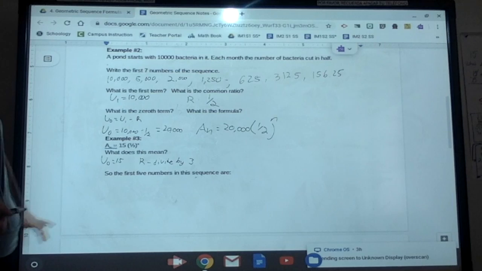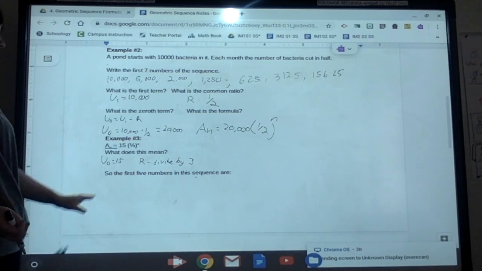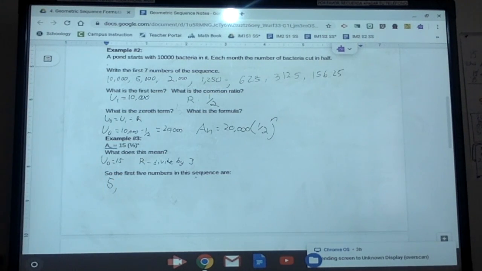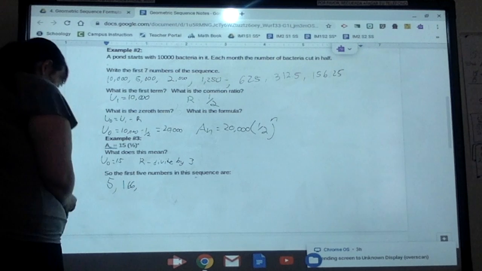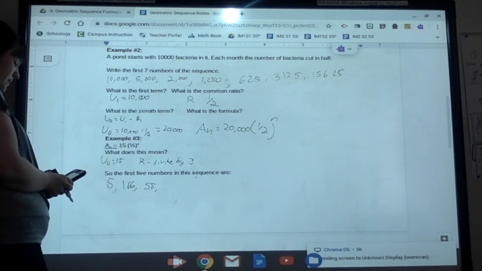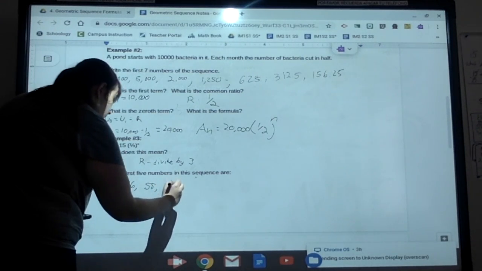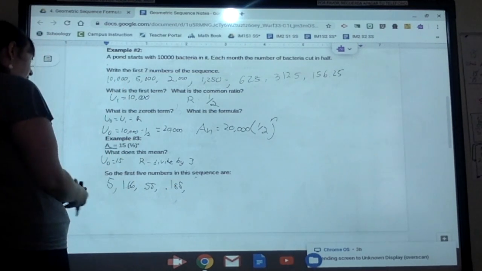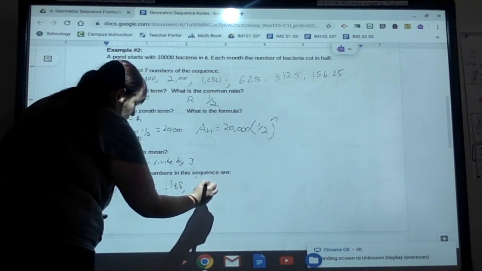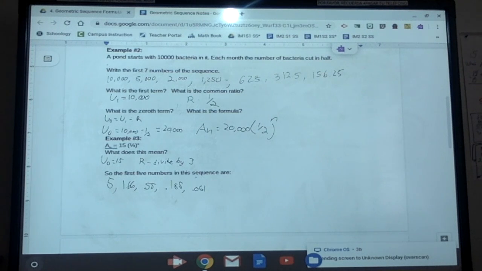So what are the first 5 numbers? Remember, that's not the first one, that's the 0th one. First, I have to divide it by 3 to find out my first one would be 5. And if I divide 5 by 3, I need a calculator because it's a decimal. 5 divided by 3 is 1.6. If I divide that by 3, I get 0.55. If I divide that by 3, I get 0.185. And then if I divide that one by 3, I get 0.061. So those are the first 5 terms in this sequence.